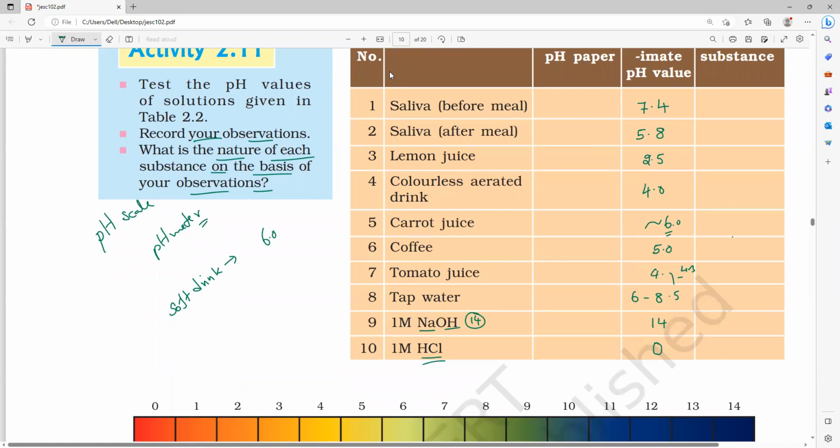Now, anybody having any doubt in this, ask me. Now, for these substances, write it fast. What is this, acid or base? Everybody, write it fast.